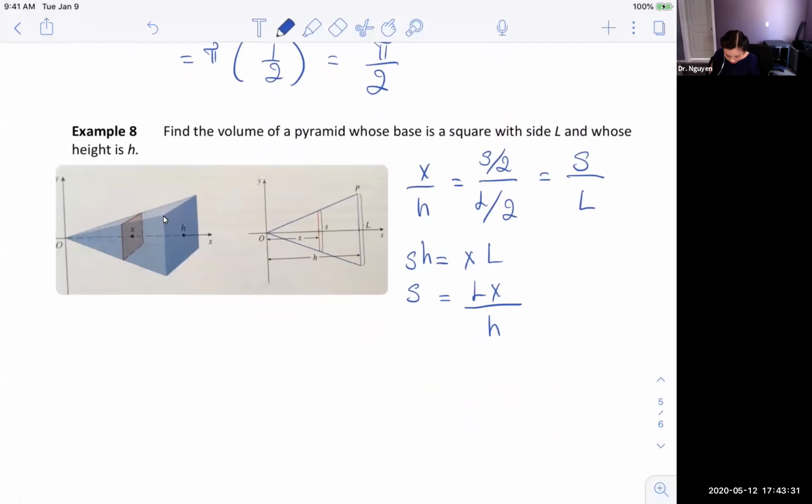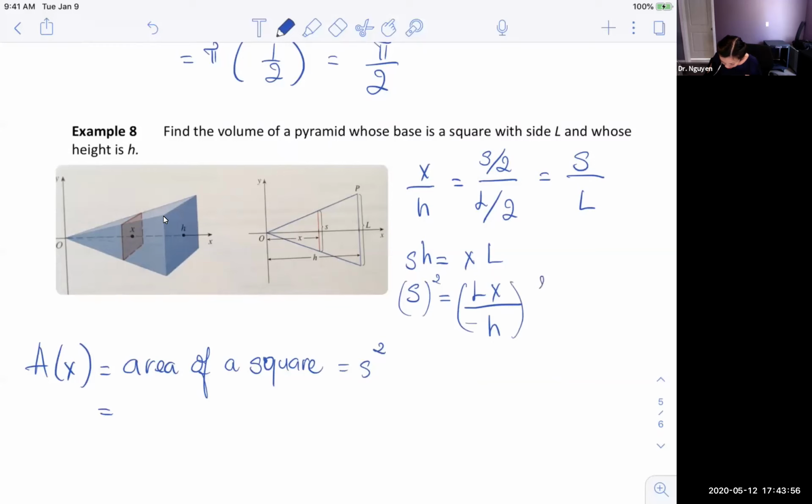Okay, so from there, I'm going to figure out the area. And then don't forget, this time the area is the area of a square, which is just side squared, right? So in this case, it's going to be this whole thing squared. So I get L squared over h squared times x squared.